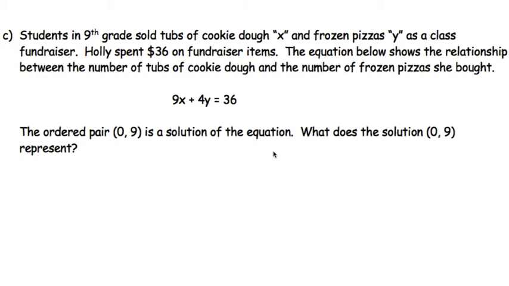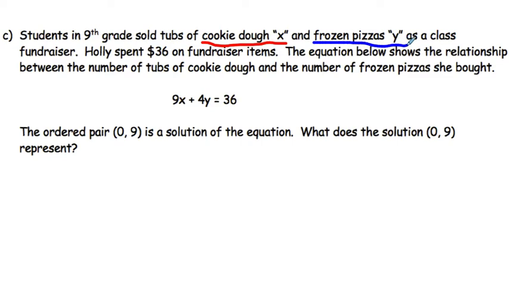Same type of solution that we're going to have here. We're going to write a short sentence, but let's go through this first and pick out the important pieces of information. So students in ninth grade class sold tubs of cookie dough, which is X. Okay, cookie dough is X. And frozen pizzas, which is going to be Y.